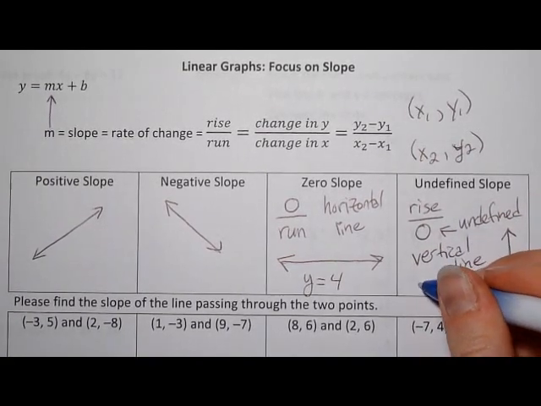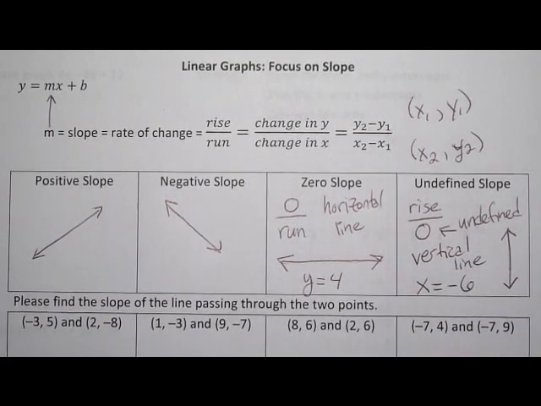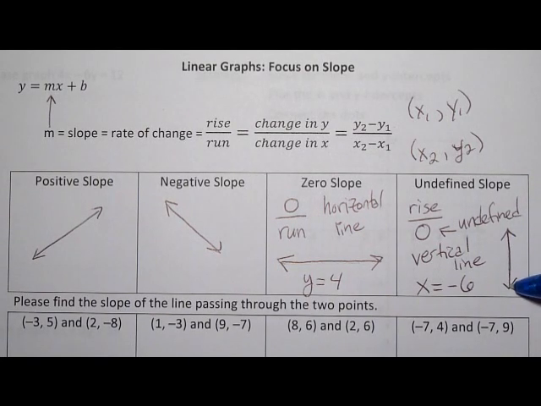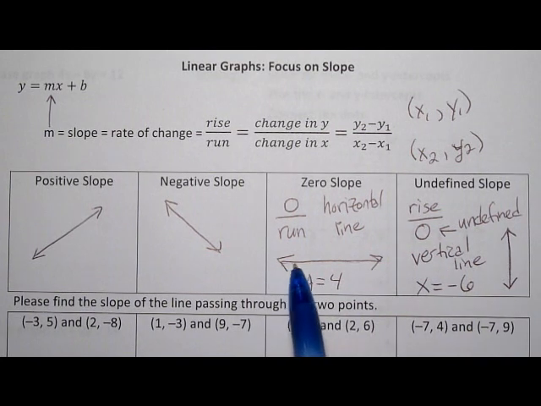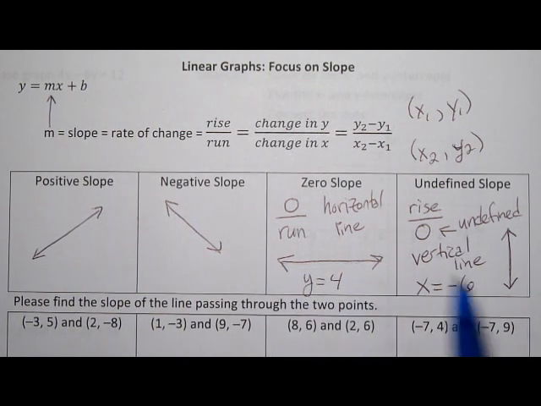And an example of a vertical line might be x equals -6. All of the x values on this line would be -6. Y can be anything in the world. All of the y values on a horizontal line are the same. So maybe the y value is 4 anywhere along this line. X can change, can be negative, 0, positive.